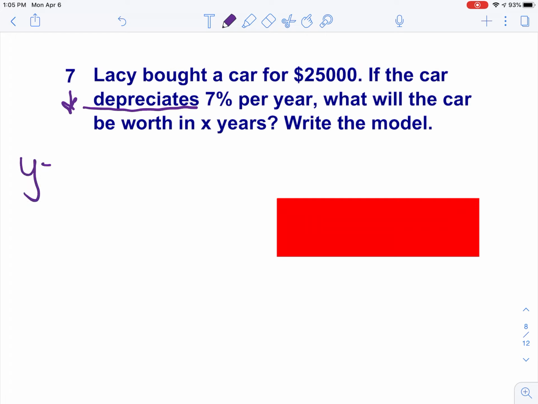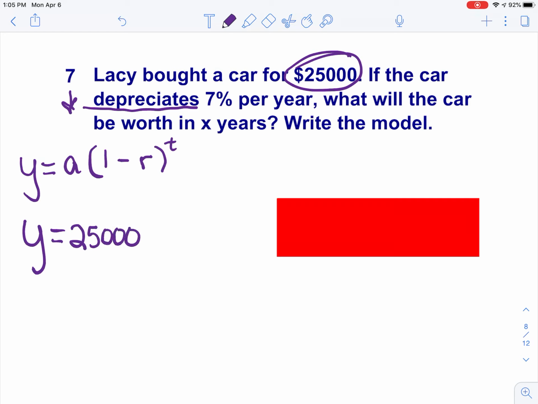So we have to look at the formula, y equals a times 1. Since it said depreciate, we're going to put a subtract r to the t. Now, all we have to do is put in our values. So y equals, what was our initial price of the car? The initial price of the car was $25,000. 1 minus, because it's depreciate, and 7% written as a decimal is 0.07.